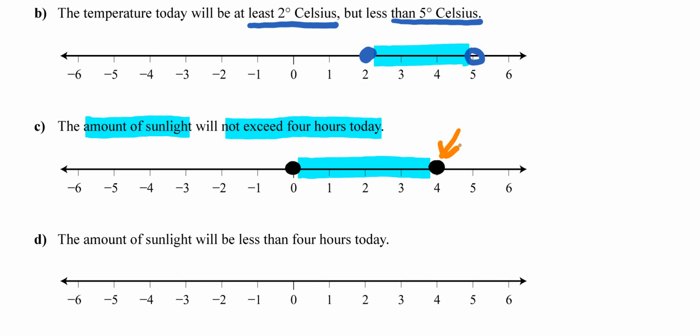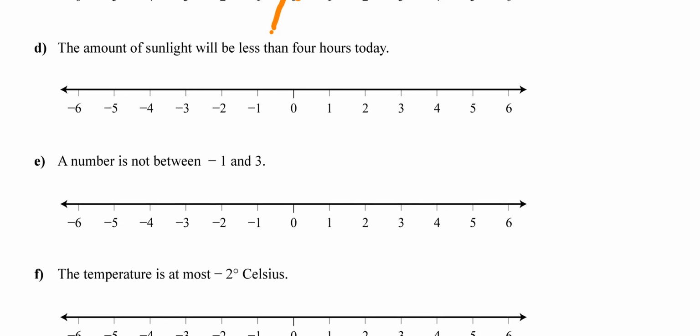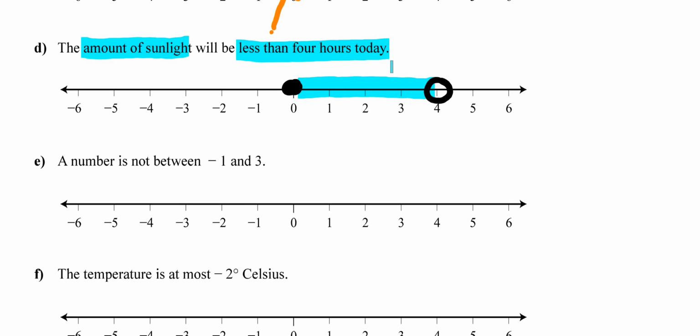And since we're dealing with the amount of time of sunlight, we're going to assume that the least amount you can have is nothing. So it's going to be greater than or equal to 0 in terms of the amount of time of sunlight you have in a day, but you can't have a negative time of sunlight. So we've got to be at least 0, but no more than 4. Using the same kind of thinking for letter D, because it's very similar, now we're saying that the amount of sunlight will be less than 4 hours today. Since it's less than 4 hours, we're going to have an open circle at 4, but we'll continue to have a closed circle at 0. Less than 4 means we can't be 4, so we'll have an open circle at 4 in this case.